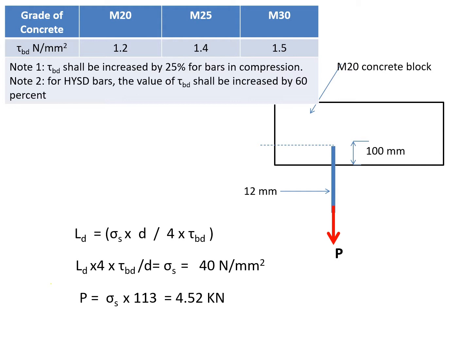So if you apply 4.52 kilonewton, then this bar will come out. So whatever load you want to attach, let's say this is a fan, a rod, how much should you embed? It restricts the weight of the fan to less than 4.52 kilonewton. Now this was about development length. Now let's talk about deflections.